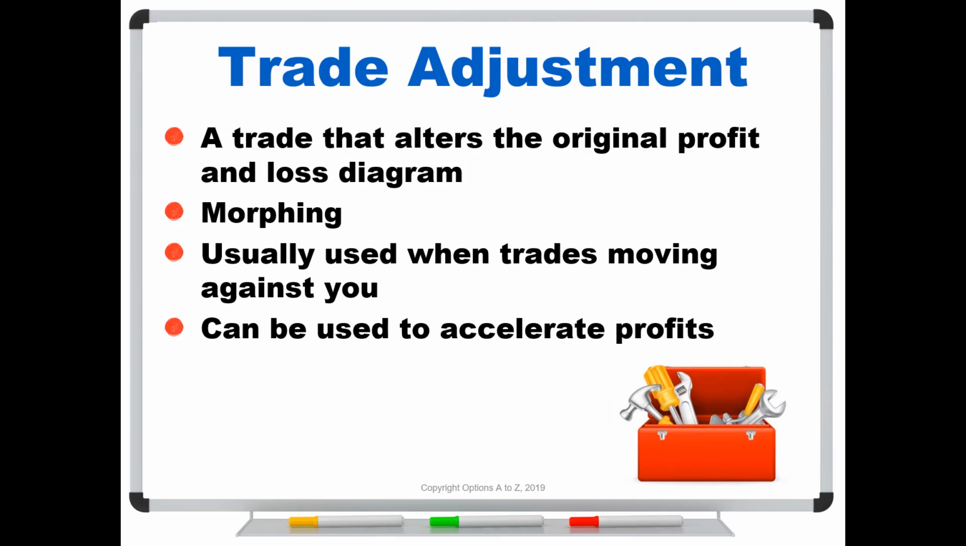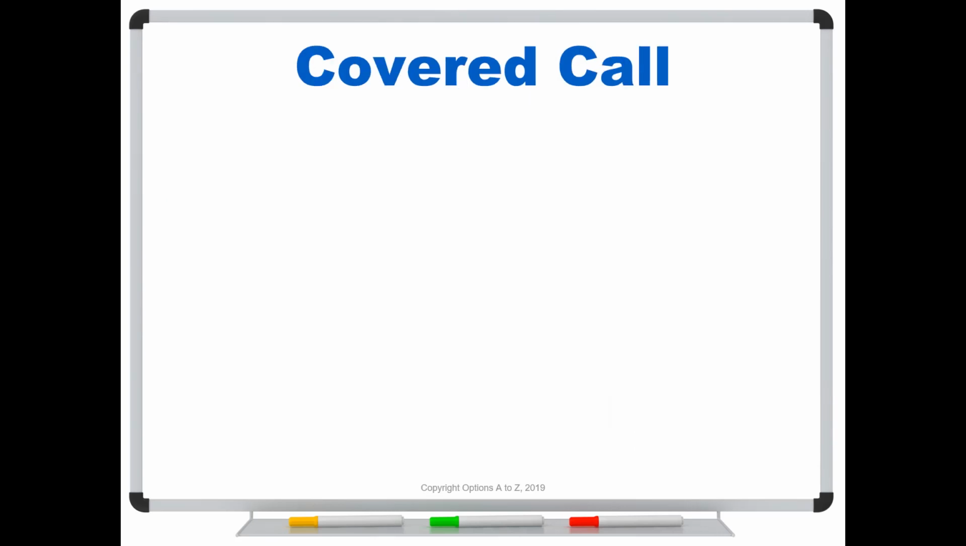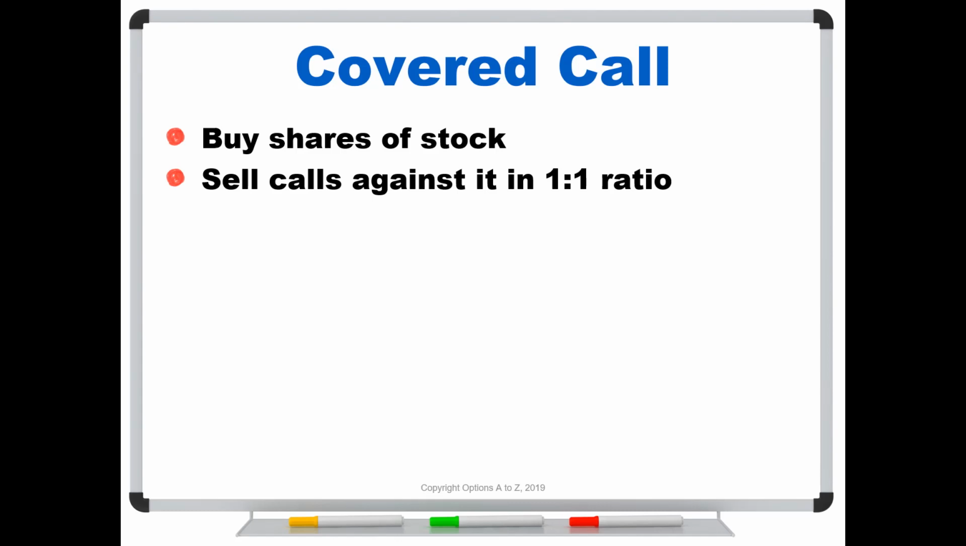So again, let's take a look at the covered call as an example. For those who may not know, another little recap here. Covered call is a strategy where you will buy shares of stock. You're going to sell calls against it in a 1-to-1 ratio. So that just means if you buy 100 shares, you could sell 1 call. If you buy 200 shares, you could sell 2 calls, and so on.